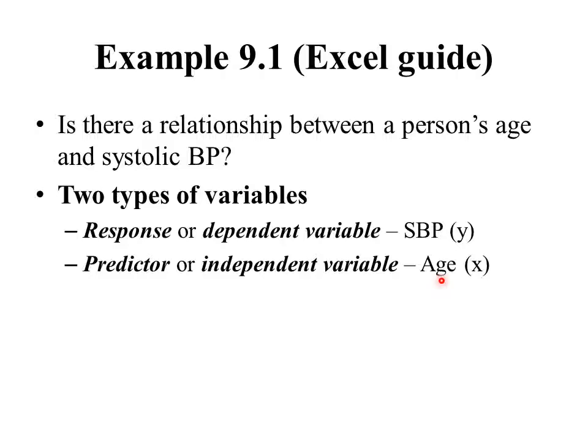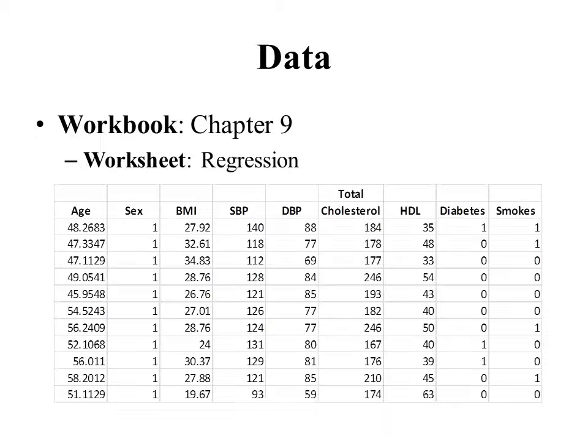So we can think of systolic blood pressure as a response to age. We could also think of age as something that we're going to use to predict systolic blood pressure, hence the names. Dependent means that systolic blood pressure depends on age. Age we can think of as independent because we're assuming right now that nothing else is affecting age, and so it is not affected by systolic blood pressure.